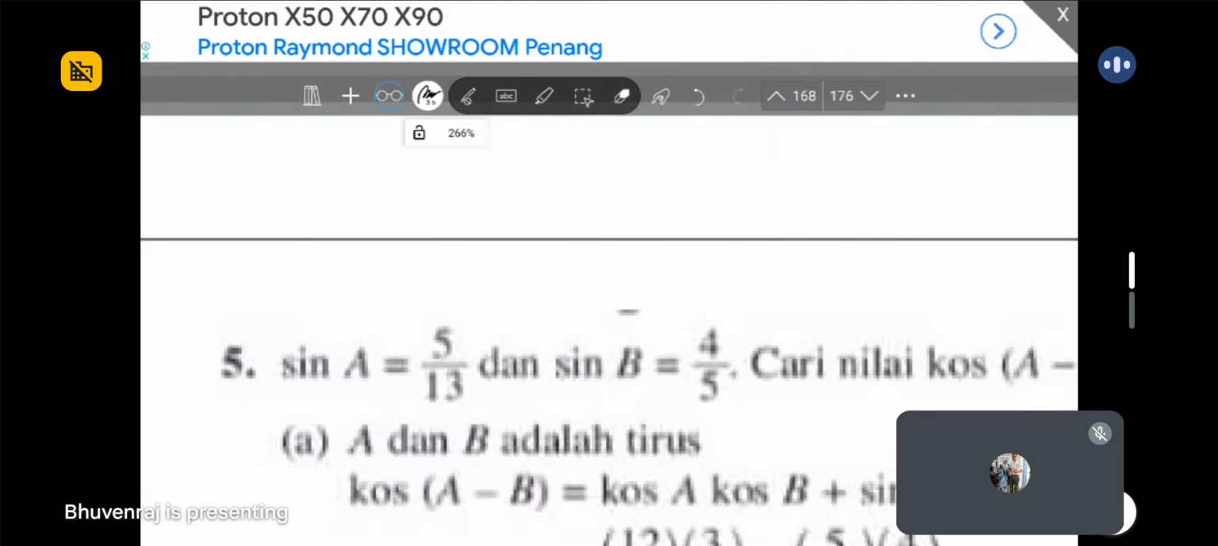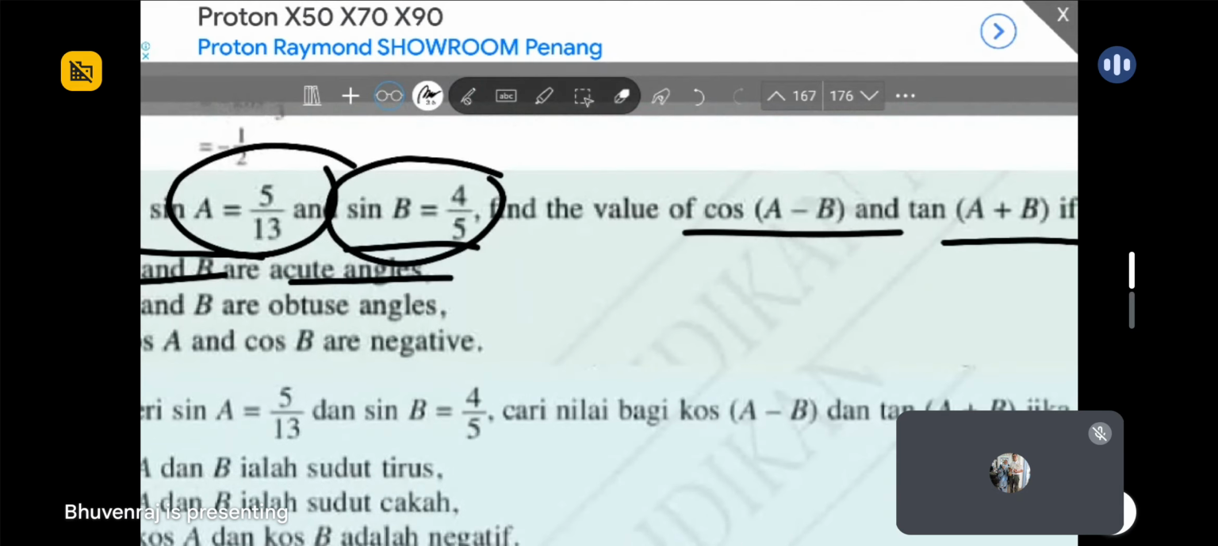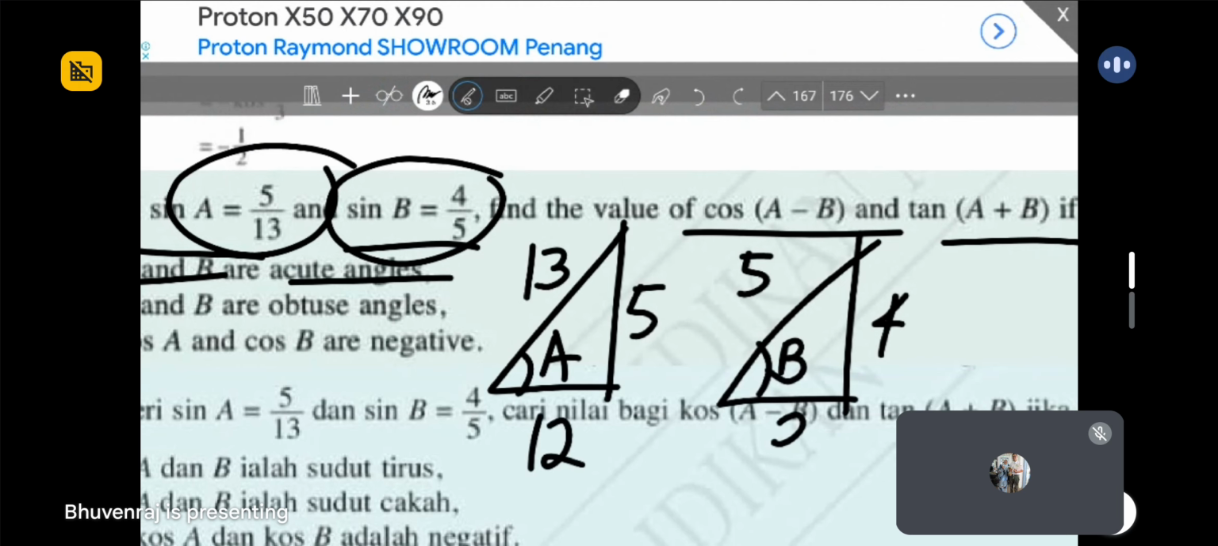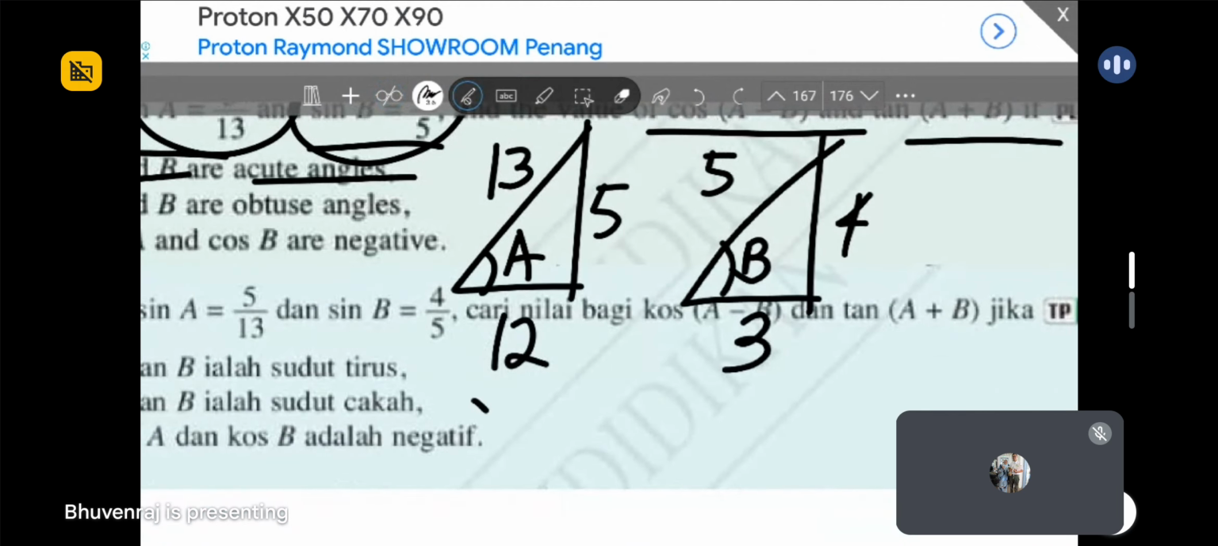So this one is the basic concept. You first find cos(A minus B). So you need to first draw the triangle. Lukis segitiga. You have two triangles. This one is A, this one is B. Opposite, hypotenuse. Bertentangan, hypotenuse. So this one is 12, this one is 3. Pythagoras theorem.